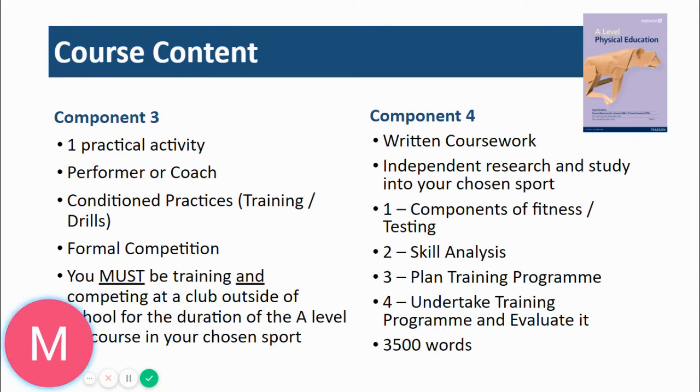Component 4 is the coursework section. This is a written piece of work of 3,500 words and is based on the sport that you're doing for your practical activity. You'll need to look at what components of fitness are important for your sport, carry out some fitness tests to identify what you need to improve before planning and carrying out a training program to try to improve, which you'll then evaluate. It's similar to the PEP for Edexcel GCSE PE, only in a lot more detail.